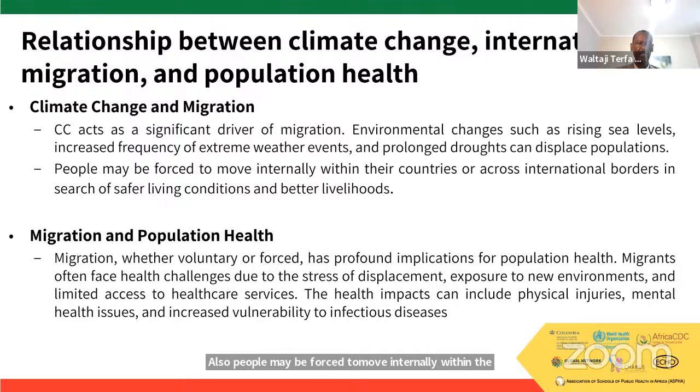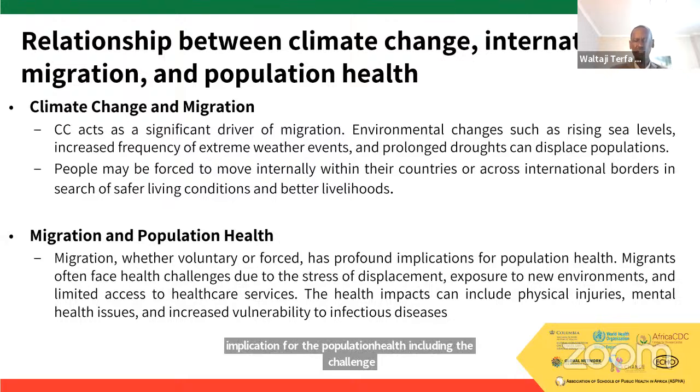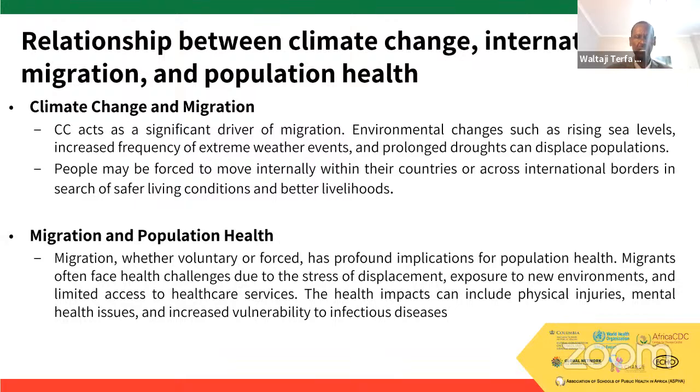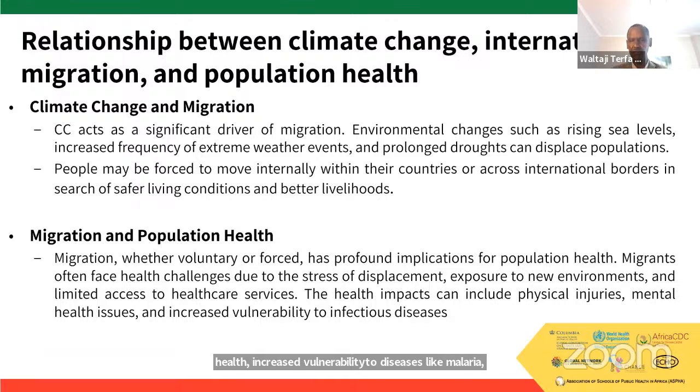So migration, whether it is voluntary or forced, has an implication for the population health, including the challenge due to the stress on mental health, as well as other diseases, physical injury, mental health, increased vulnerability to infectious disease like diarrhea, malaria. During the migration, people, because of the lack of the coping capacity, are more vulnerable. And also the immune, especially in this case, as we have mentioned, the biological factor, the age issue, and all those things contribute also in the migration. So this is very important.